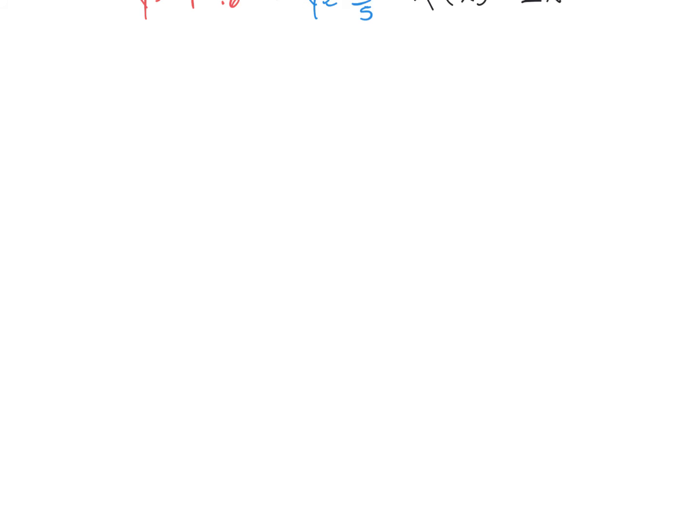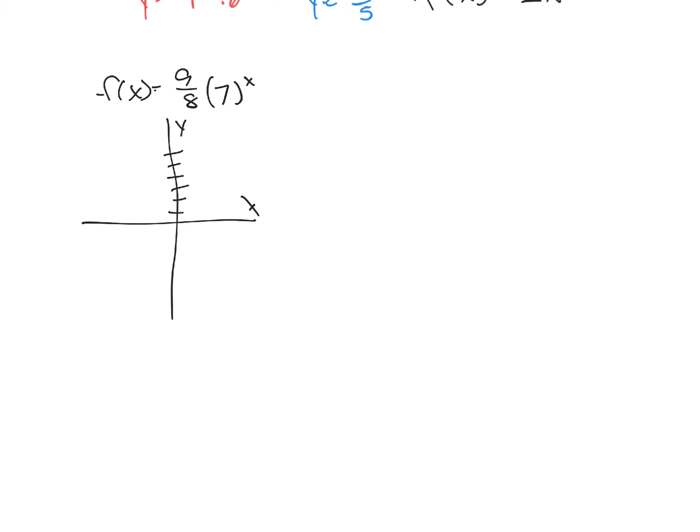Okay, let's look at another one. So we have our f of x equals 9/8 times 7 to the power of x. And we'll do our little t-chart and our lines and our coordinate plane. This is called a coordinate plane, okay? And then our t-chart, we'll go over here, 0, 1, and negative 1.